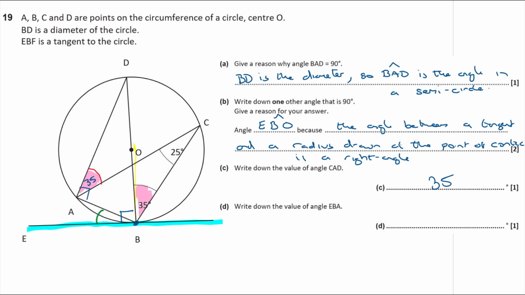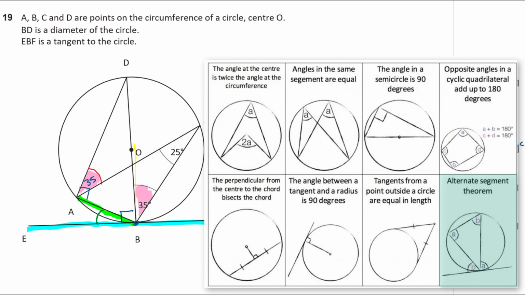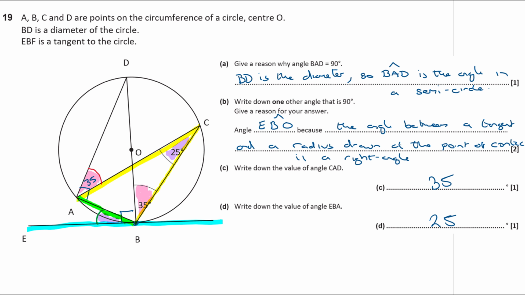Now, BA is a chord drawn at the point of contact with the tangent. So that angle between the chord and the tangent is equal to any angle that you can draw in the alternate segment that is subtended from that chord. So if you look at this angle up here, then that angle 25 is subtended off that green chord, and the angle between the green chord and the tangent then is the same as that angle. So that means that EBA must be equal to 25 as well. So that is equal to 25 degrees.